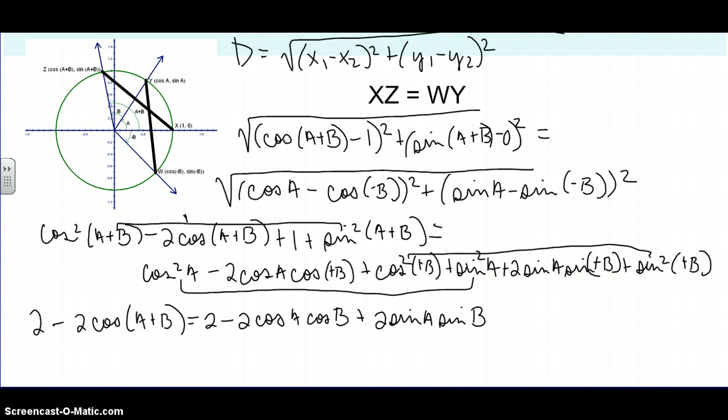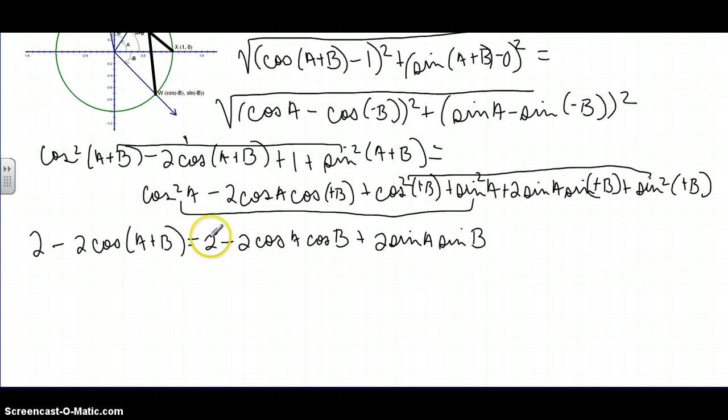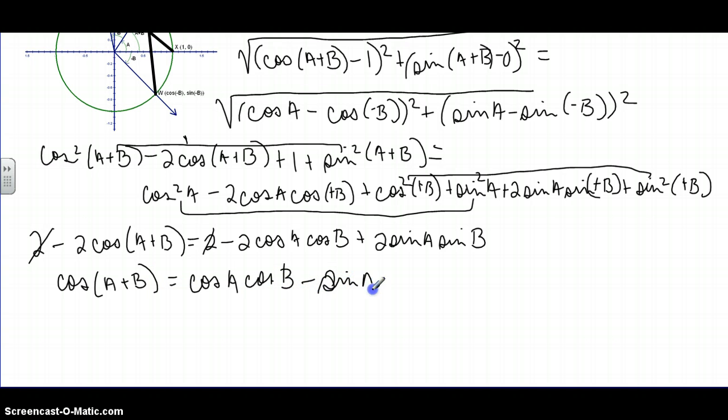And now I am going to subtract 2 from both sides, so those go away. And then I'm going to divide both sides by negative 2. So I have cosine of a plus b equals cosine of a, cosine of b, minus sine of a, sine of b. And voila, there is my cosine sum identity.